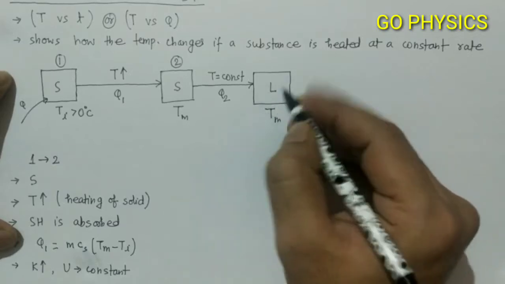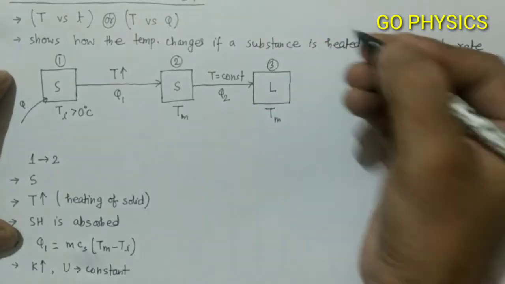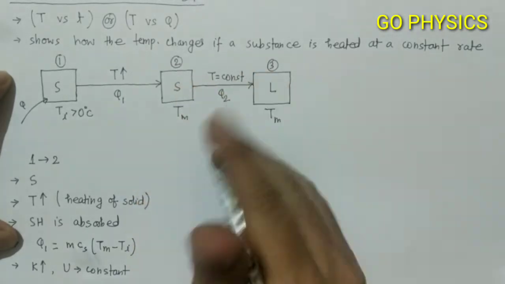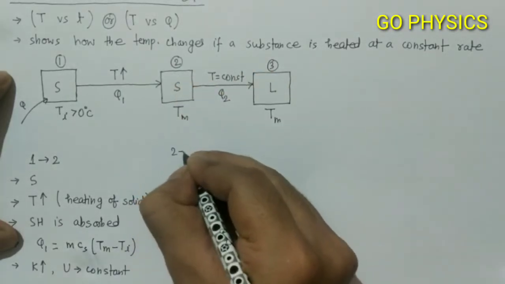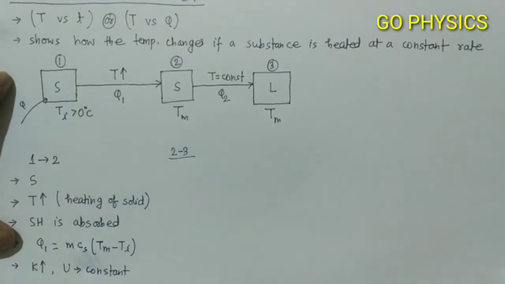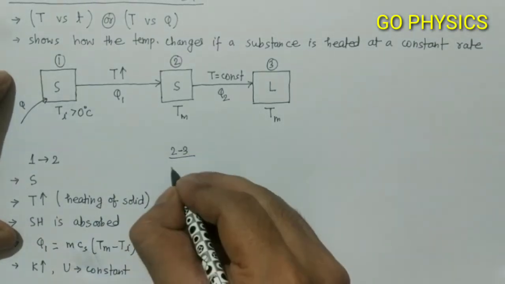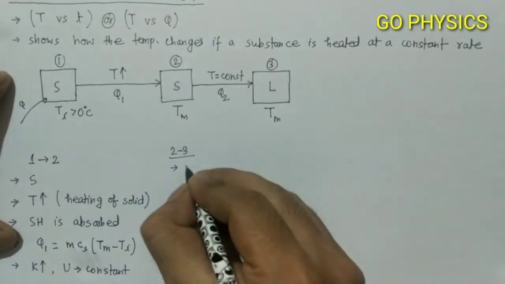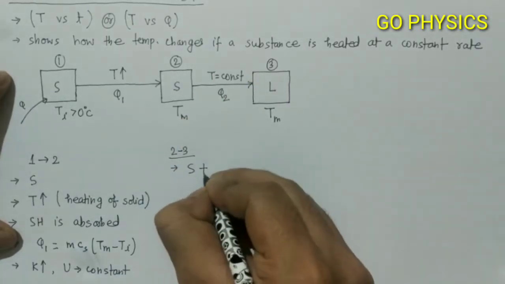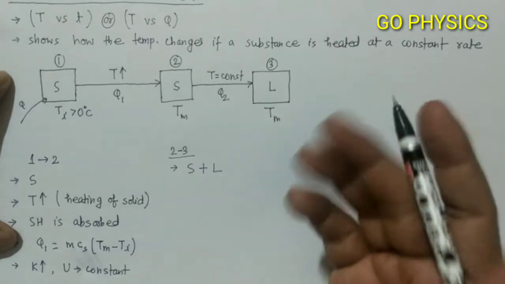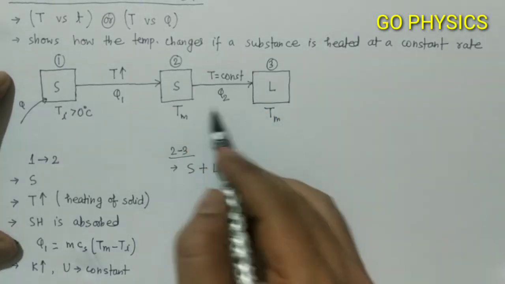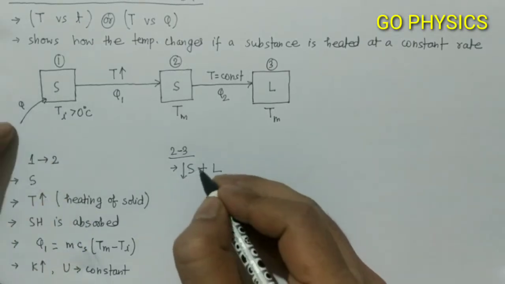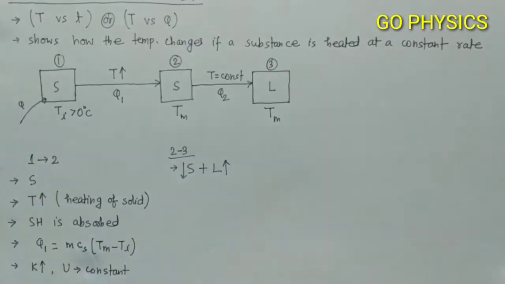Suppose this state of the system is 3. So during the process 2 to 3, inside the system we will have solid plus liquid, but as the time will pass, quantity of solid will keep on decreasing and quantity of liquid will keep on rising.